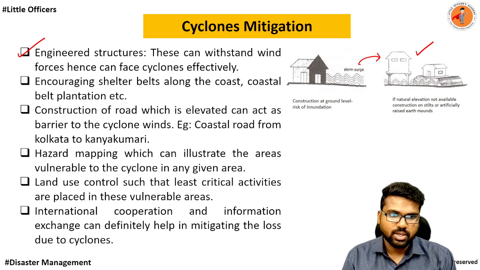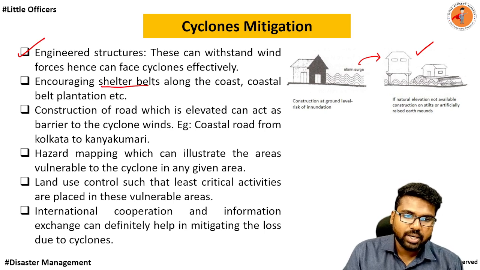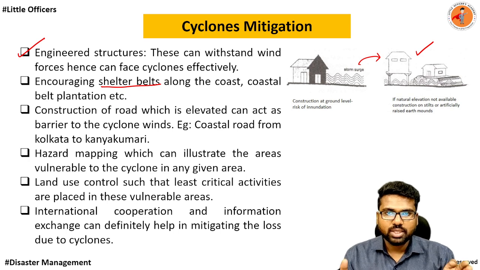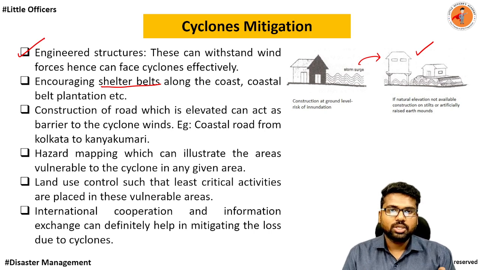So those are structural ones. Then encouraging shelter belts. See, what are shelter belts? These are series of trees planted along the coastline in order to reduce the gusty wind velocities, okay. So this is another one.